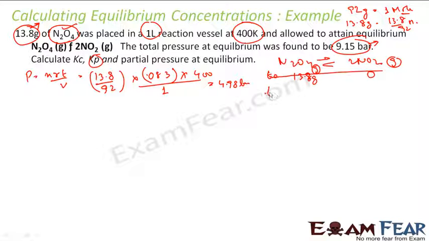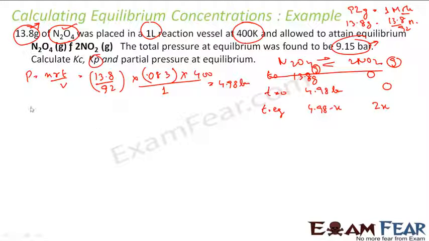So instead of gram, I'll use t equal to 0. The pressure was 4.98 bar and this was 0. Right? At t equal to equilibrium, this will become what? Let's assume that it has released x bar pressure. If it has released x bar pressure, it will create 2x bar pressure. Correct? Because x moles of N2O4 will create 2x moles of NO2. So total pressure at equilibrium is what?